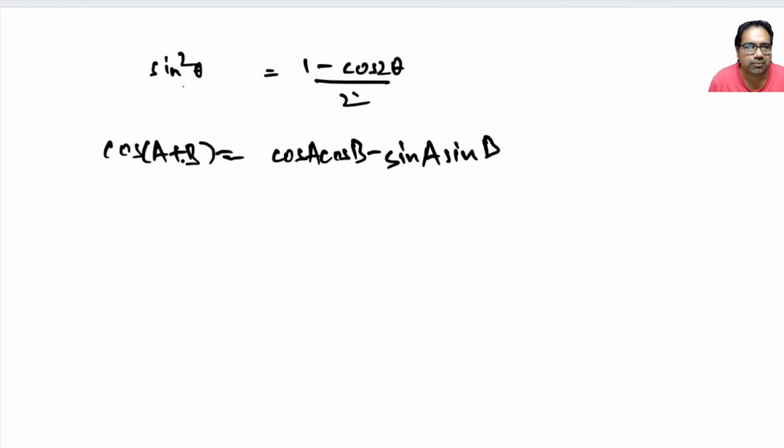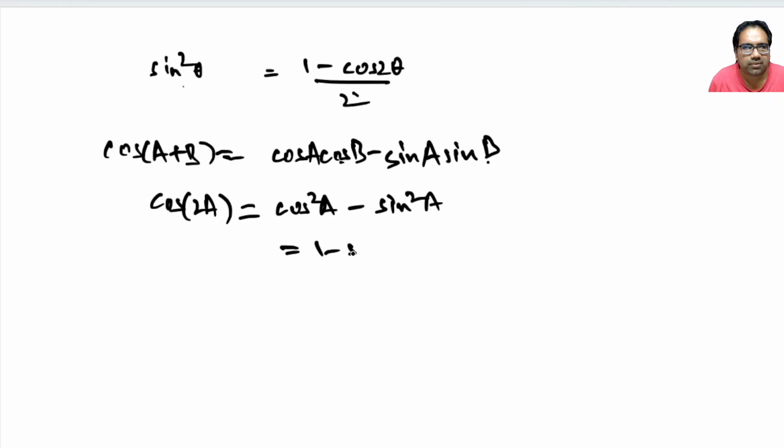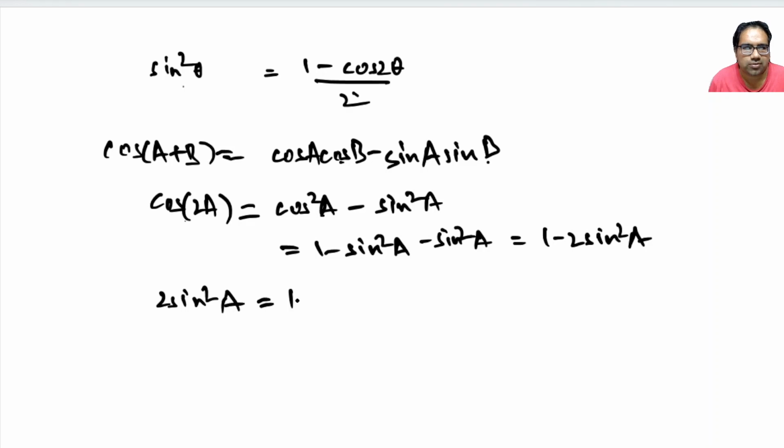Once we make B equal to A, then A and B are the same. Then cos 2A equals cos A into cos A minus sin A into sin A, that is, cos square A minus sin square A. We are replacing B with A. Okay. Cos square A we can write as 1 minus sine square A, so it is 1 minus sine square A minus sine square A, which is nothing but 1 minus 2 sine square A. Okay. So cos 2A is equal to 1 minus 2 sine square A. That means 2 sine square A is equal to 1 minus cos 2A. That means sine square A is equal to 1 minus cos 2A by 2.